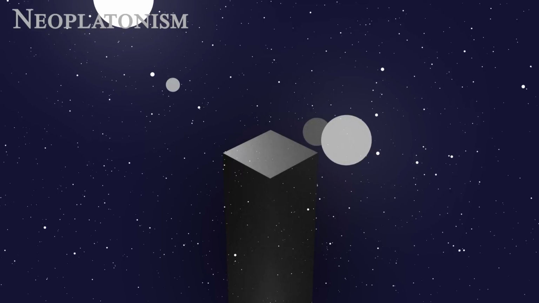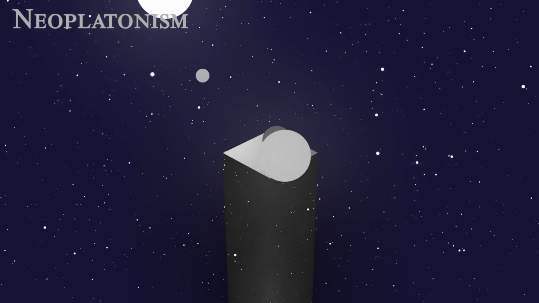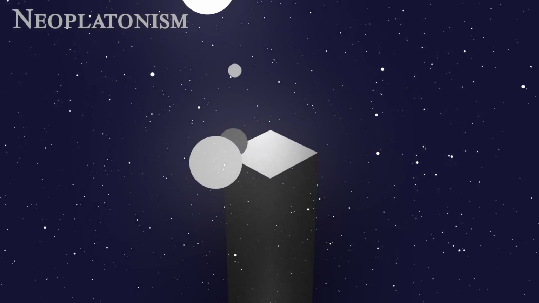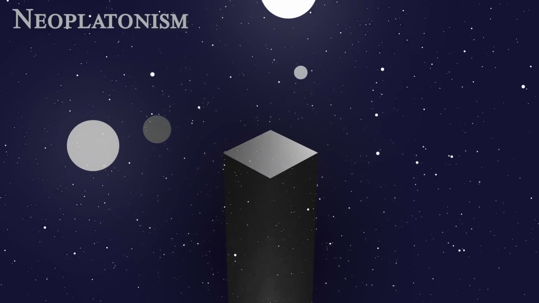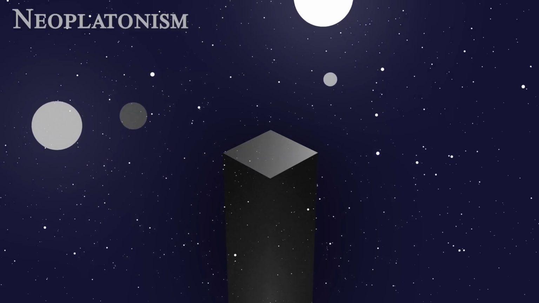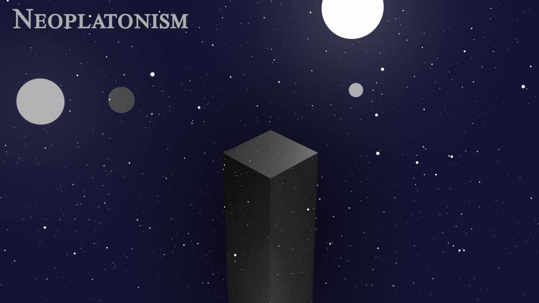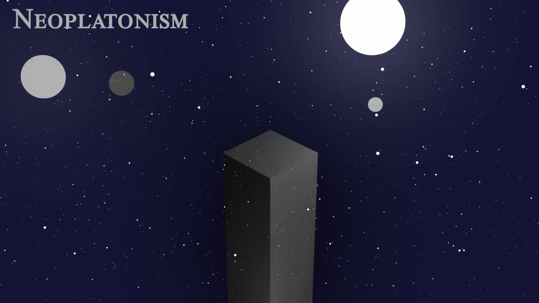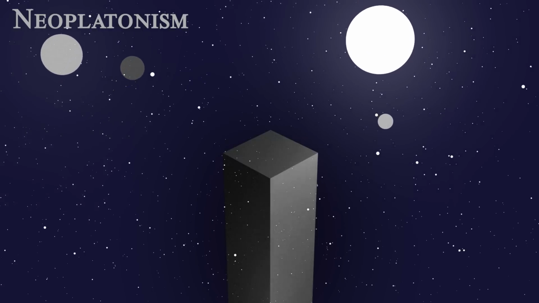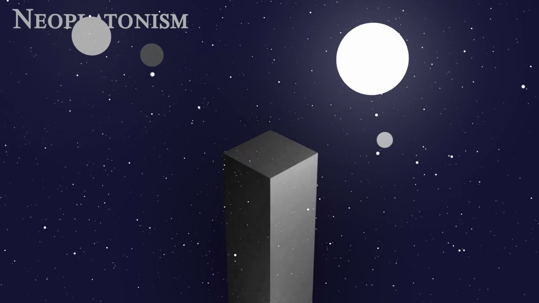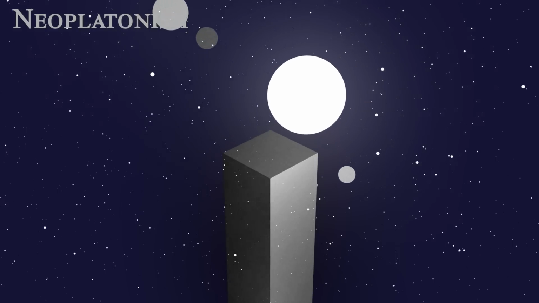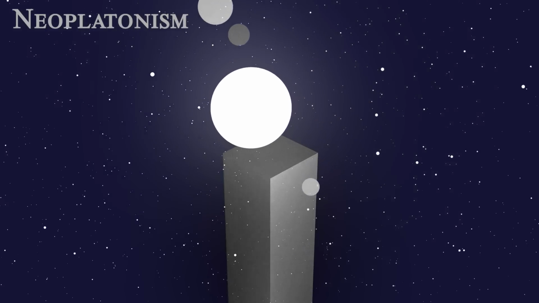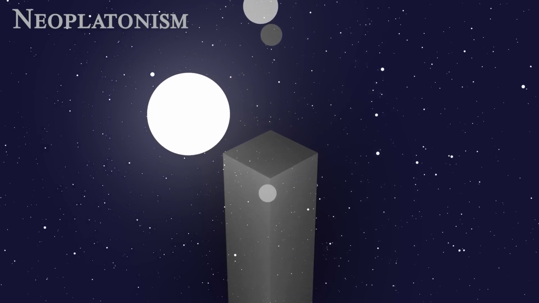The material world, while distant from the One, is still good because it emanates from the divine and reflects it in some imperfect form. Neoplatonism has had a profound influence on the development of philosophy, especially in the realms of metaphysics, theology, and mysticism. Early Christian thinkers like Augustine of Hippo were heavily influenced by Neoplatonic ideas, particularly in their views on God, the soul, and the nature of the universe.